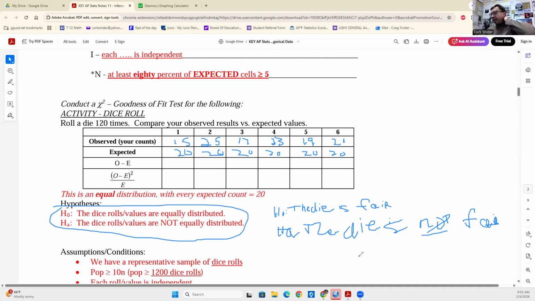And by the way, this thing is always shaded on the right-hand side. Even if you use the word different, it's always shaded on the right-hand side. Not fair. We're trying to prove the die is not fair. Does this roll distribution show that the die is not fair? I doubt it. Okay, so let me scroll down here.